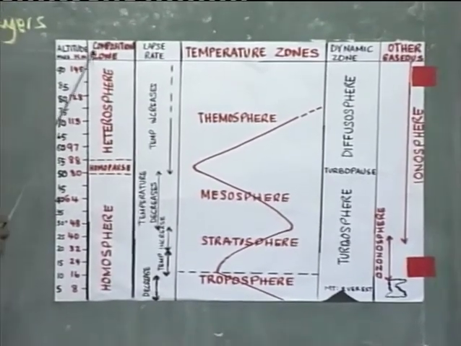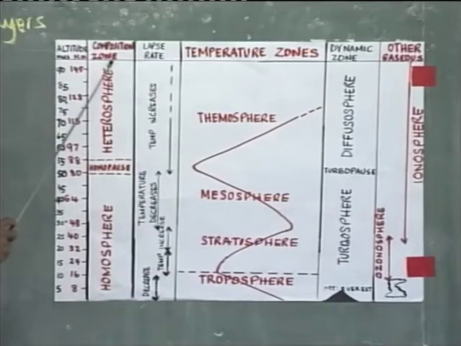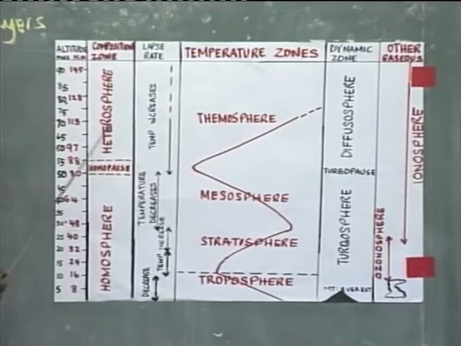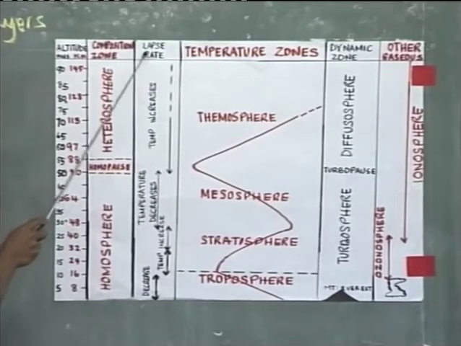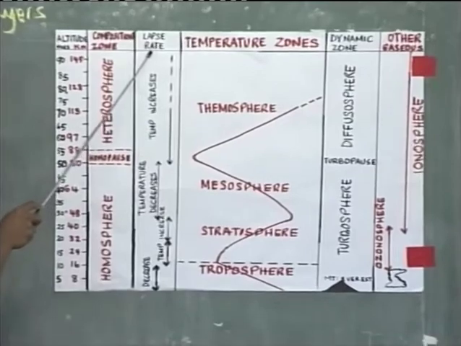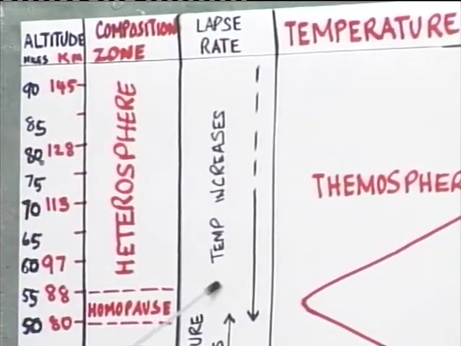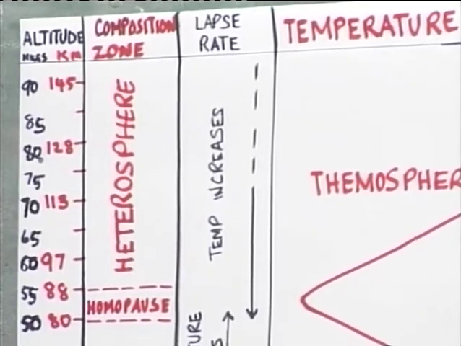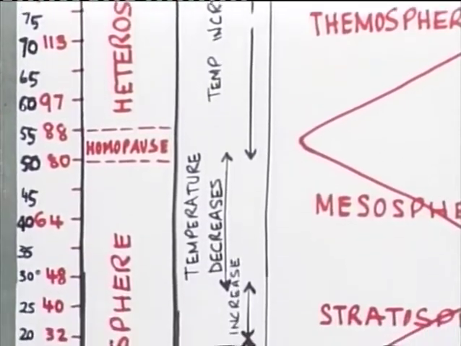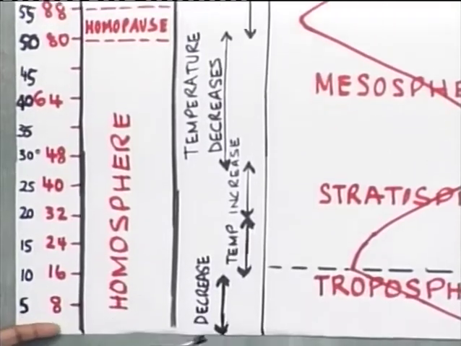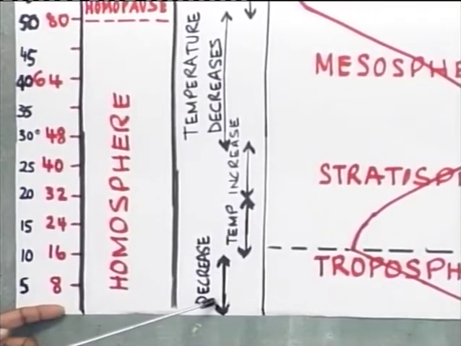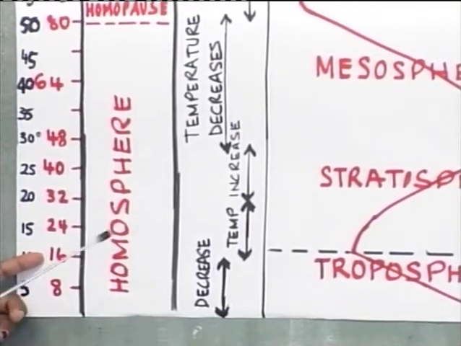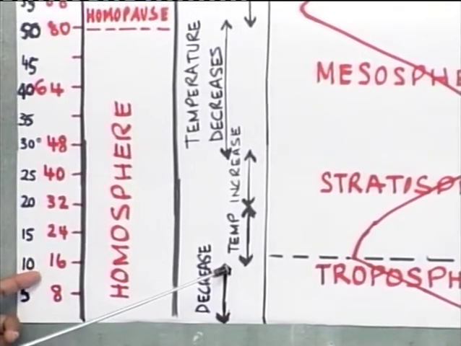Okay, now we come to the first zone. We've looked at it already, the composition zone, and we come across words like the homosphere and the heterosphere. We also have perhaps the lapse rate index, and this is basically looking at the changes in temperature, the increase in temperature at the different zones of the atmosphere. So we start off from about, on the Earth's surface at 0, up to about, say, 16 kilometers above.